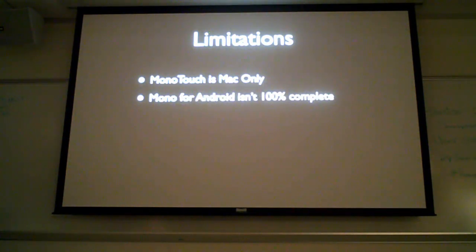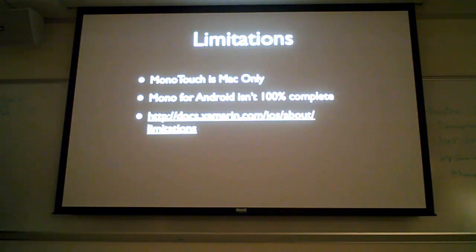Mono for Android isn't 100% complete. It's getting better, and it's getting better quickly. For example, a month ago, in order to do Google Maps implementation on Mono for Android, it was nasty. You actually had to write a Java class, tell the Mono runtime it was a Java resource, and do a lot of extra work to get it to work. Now it's all .NET. They actually got it working pretty well. So they are improving it quickly, but it's not all there yet.